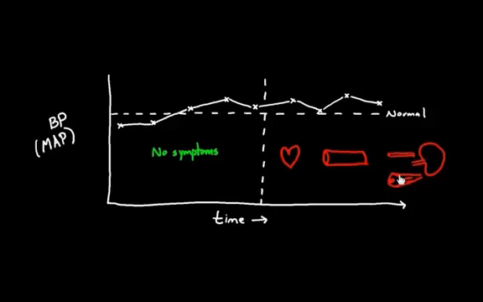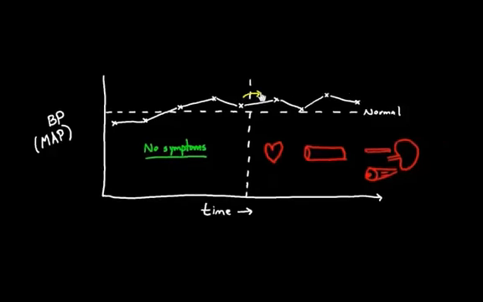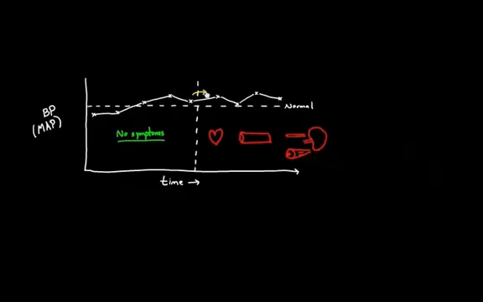And because most people are having no symptoms, most people are over here, you really want to catch them before they cross over from no symptoms to having symptoms. And you want to take care of the blood pressure problems so that they never develop any symptoms. That's the goal. Now, unfortunately, some people develop what's called malignant hypertension.